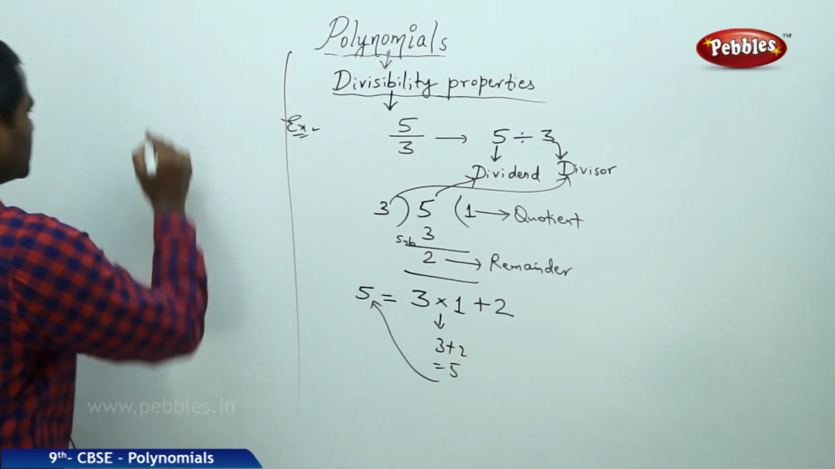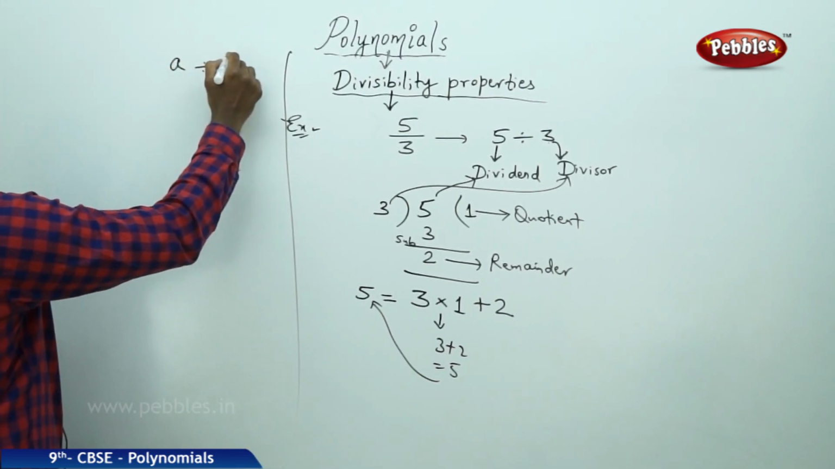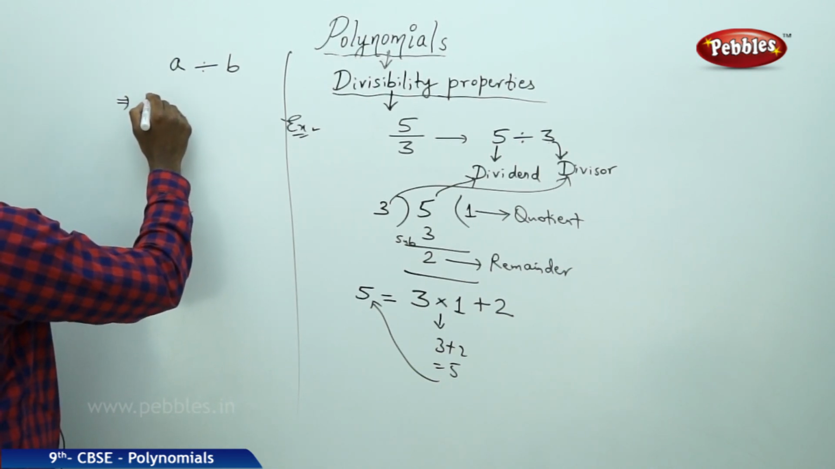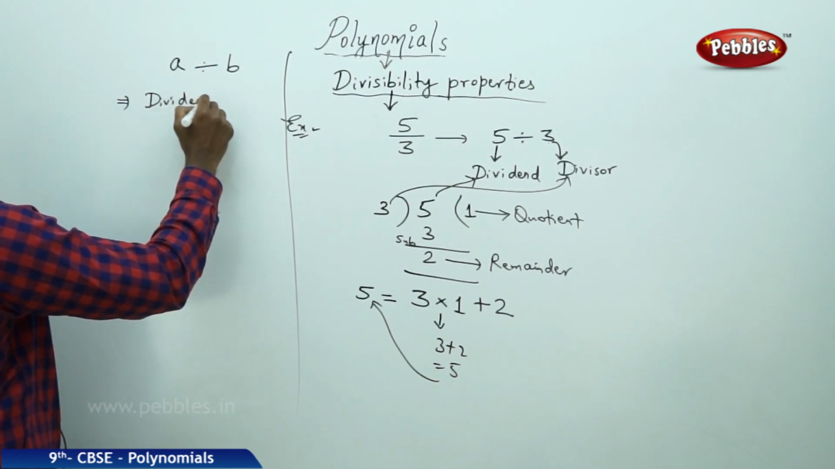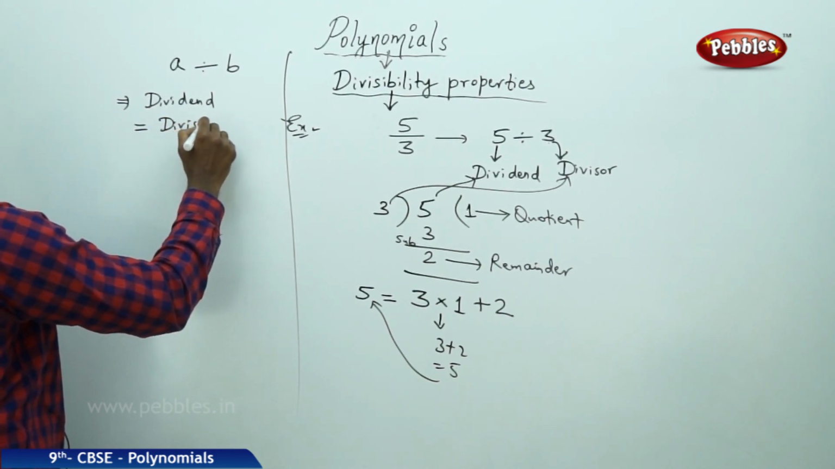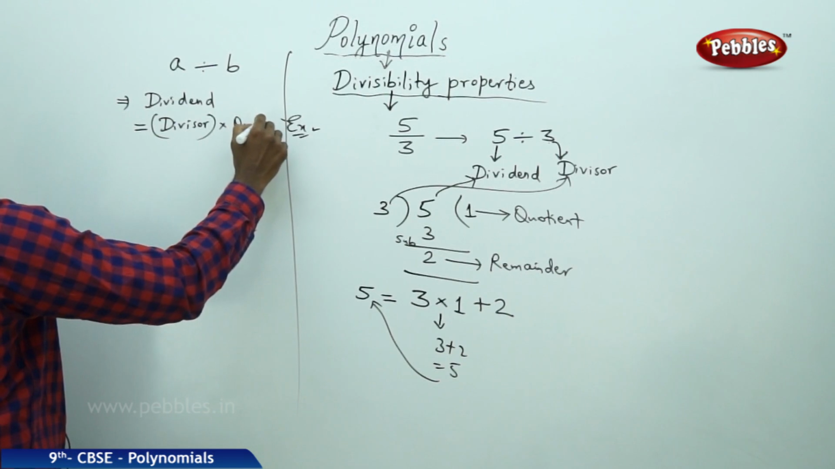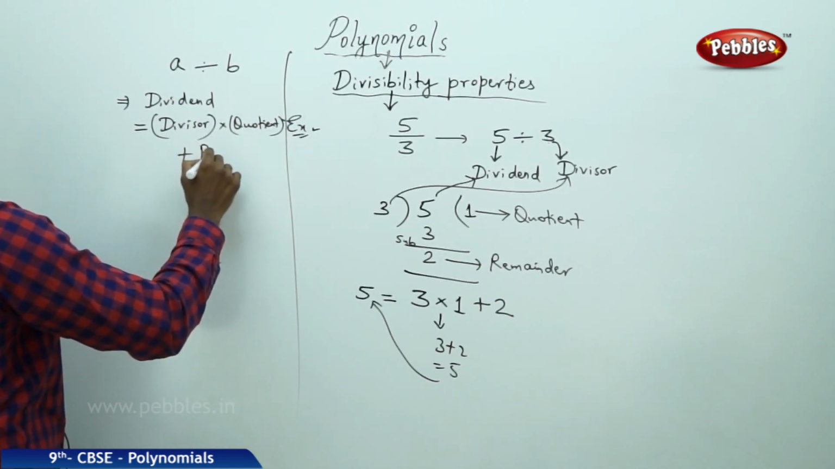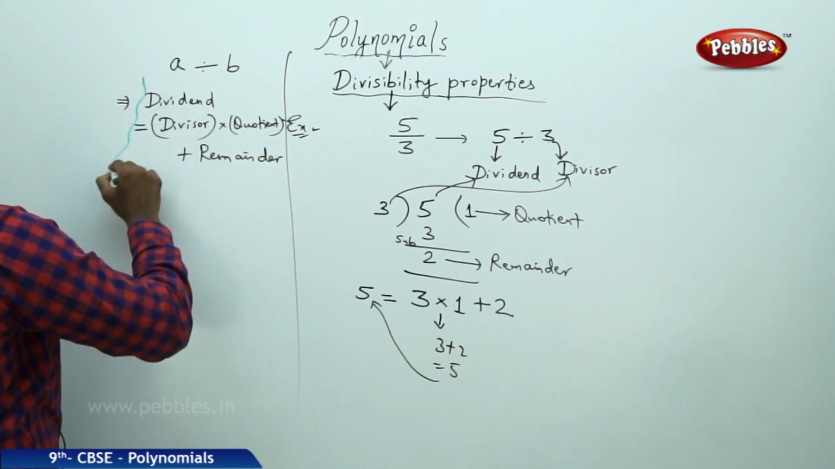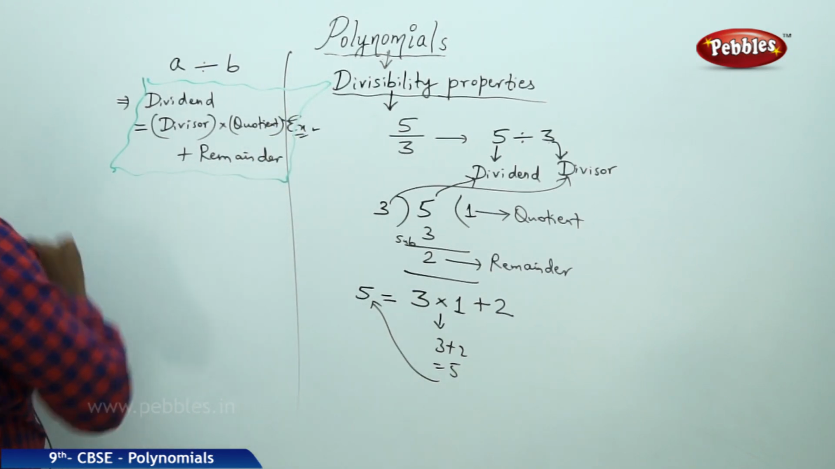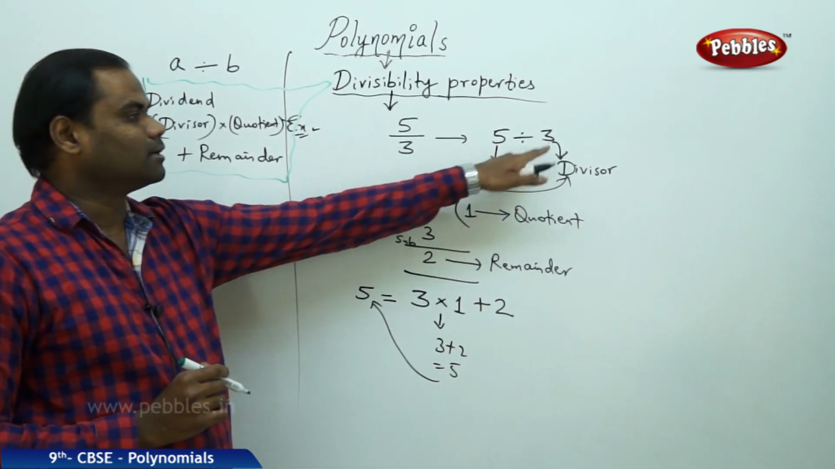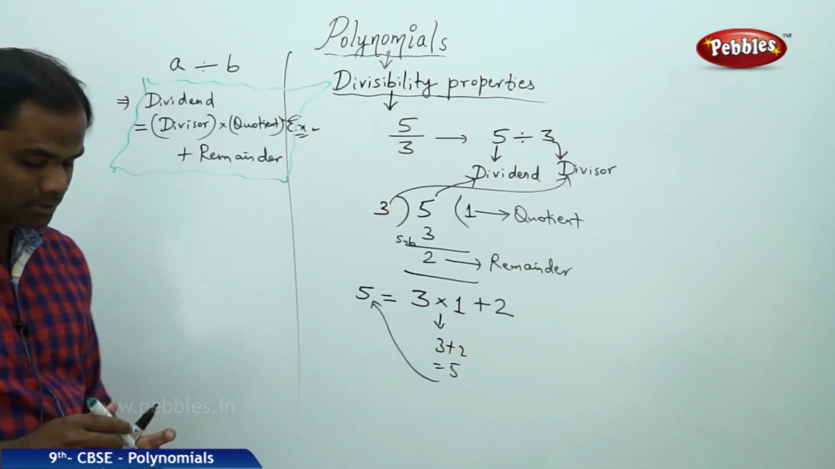Therefore, the divisibility property says if a number A is divided by B, that implies the dividend, which is A, is the divisor times the quotient plus the remainder. That is how we understand the divisibility property. Dividend is divisor into quotient plus remainder, where the dividend is A and the divisor is B.